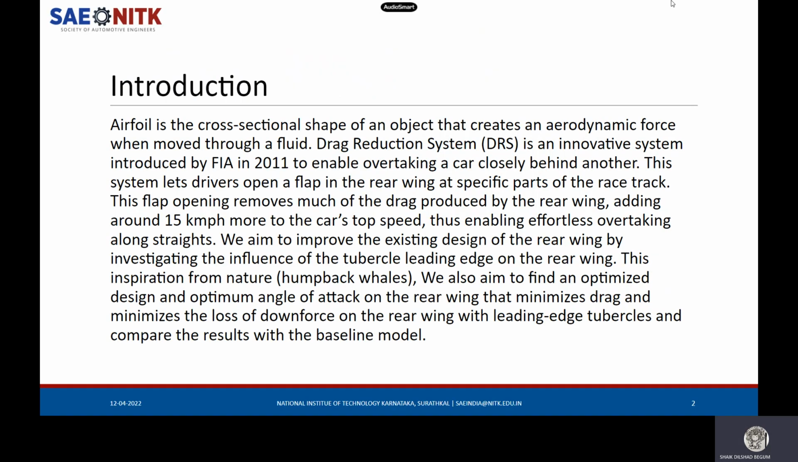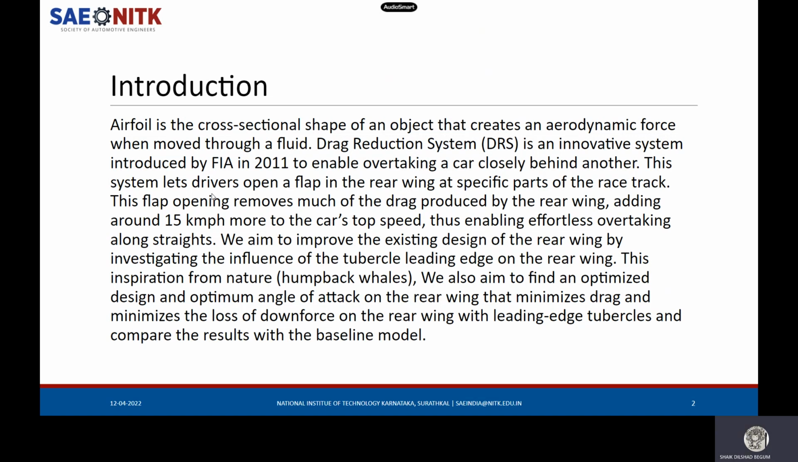Coming to the introduction, airfoil is a cross-sectional shape of an object that creates an aerodynamic force when moved through a fluid. Drag reduction system is an innovative system introduced by the FIA in 2011 to enable overtaking a car closely behind another. This system lets drivers open a flap in the rear wing at specific parts of the racetrack. This flap opening removes much of the drag produced by the rear wing, adding around 15 kmph more to the car's top speed, thus enabling effortless overtaking along the straights.